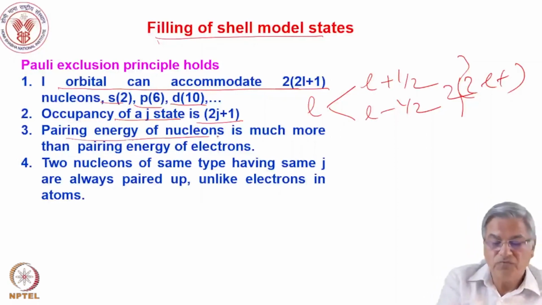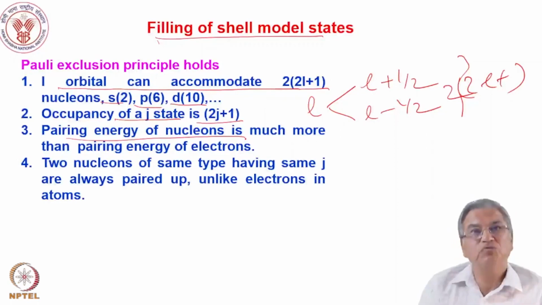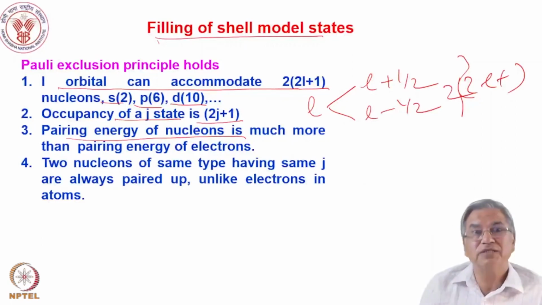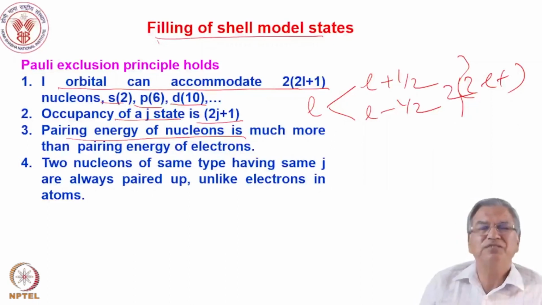The pairing energy of nucleons is much more than the pairing energy of electrons. The electron pairing energy is of the order of a few electron volts, whereas in the case of nucleons, we have seen the delta value for pairing energy is 1 to 2 MeV.